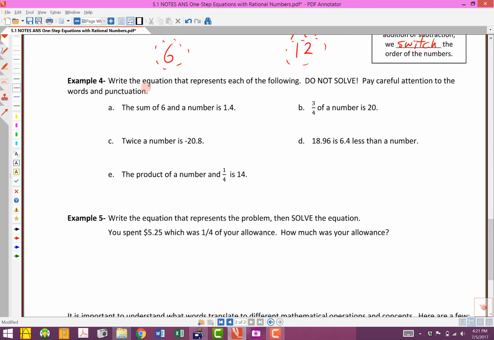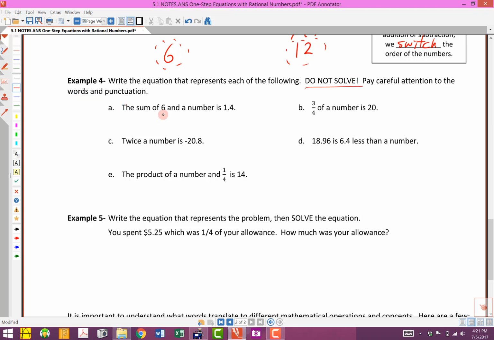So it says write an equation that represents each of the following. Do not solve. So on this first part of the notes, and on the assignment for that matter, all you have to do is set it up. You don't have to solve. So let's pay attention to the words and to the punctuation.